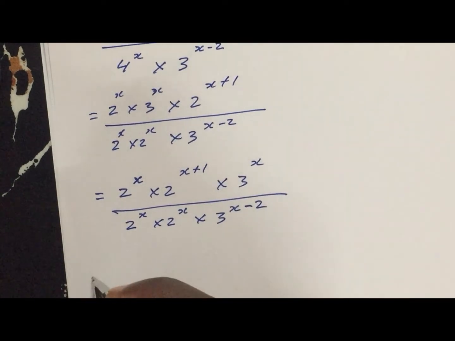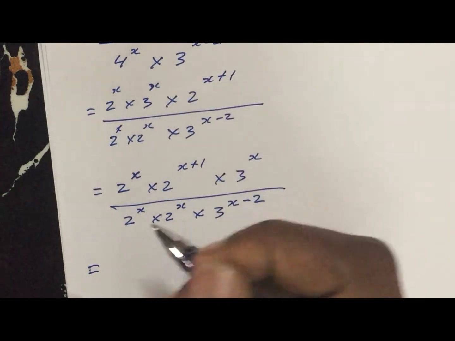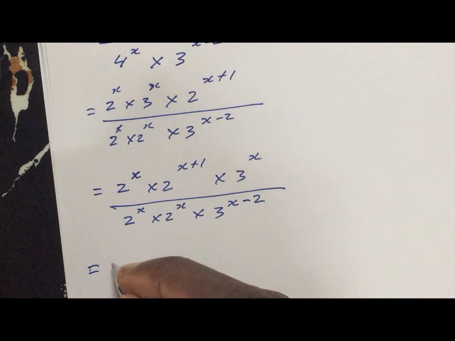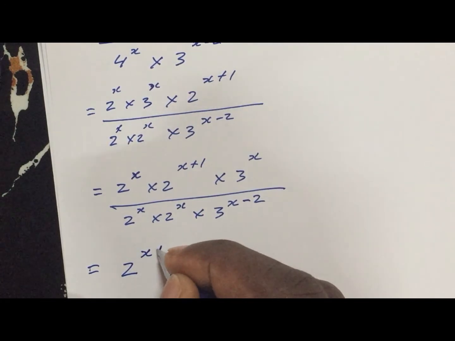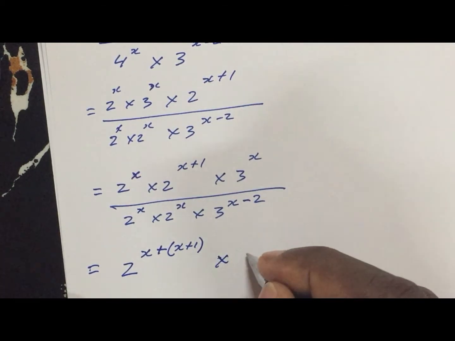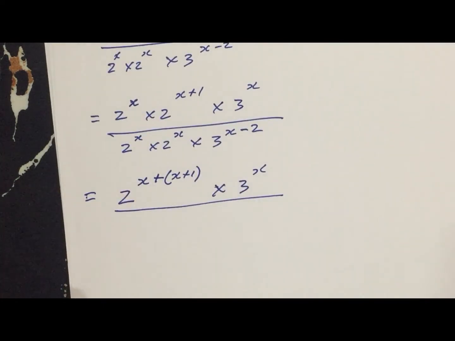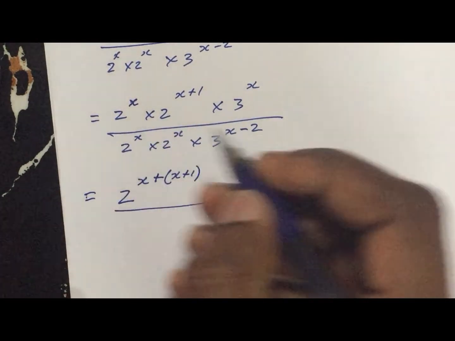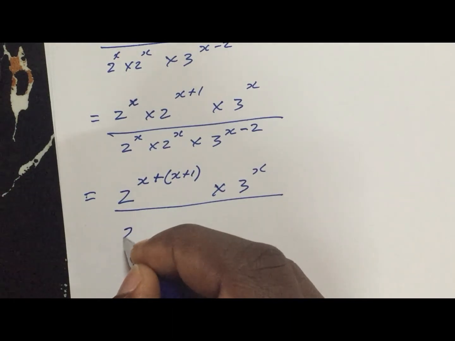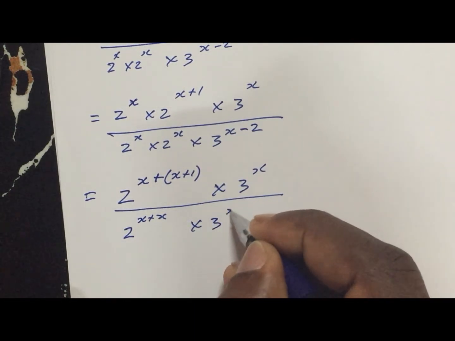Now we have to further go grouping. So we group now. They're multiplying, so the powers will add. So what does that give us? That gives us 2 to the x plus x plus 1 times 3 to the x. Now do the same with the denominator. What do we get there when we group that? We have 2 to the x plus x times 3 to the x minus 2.